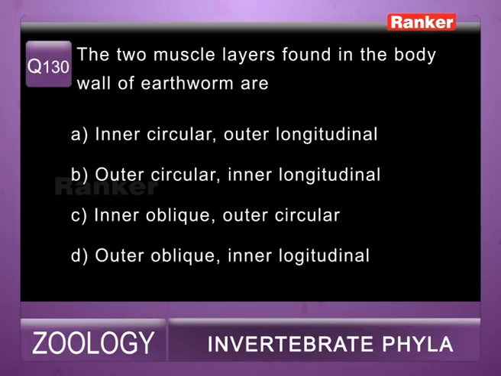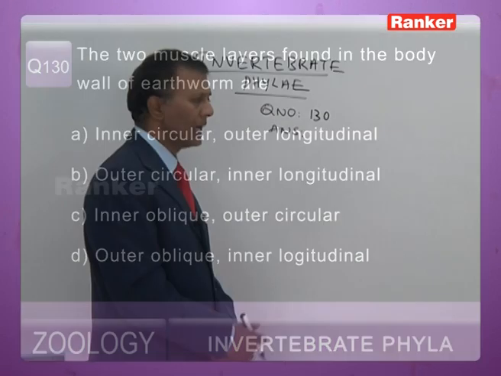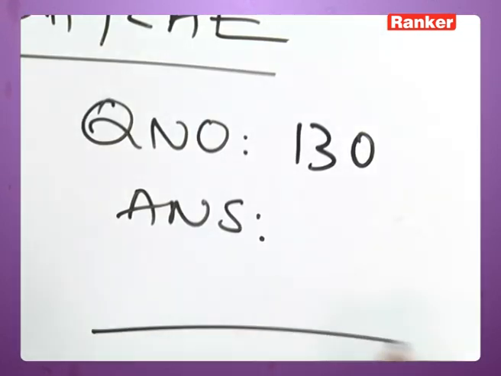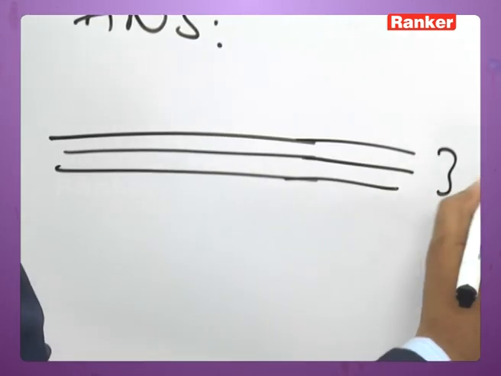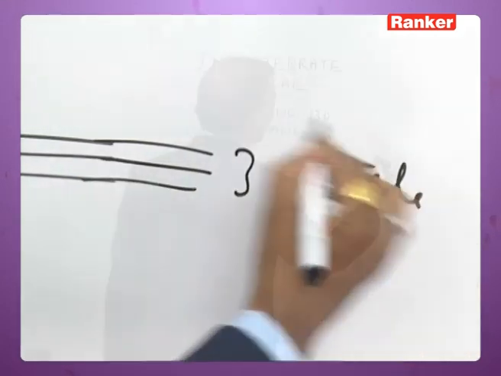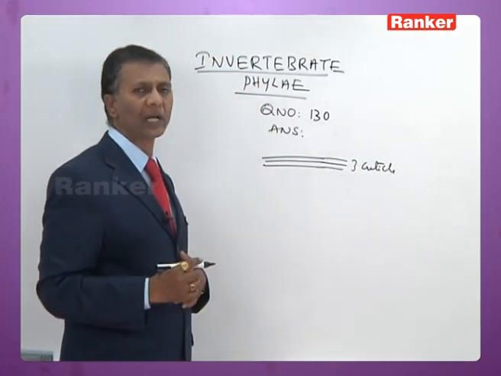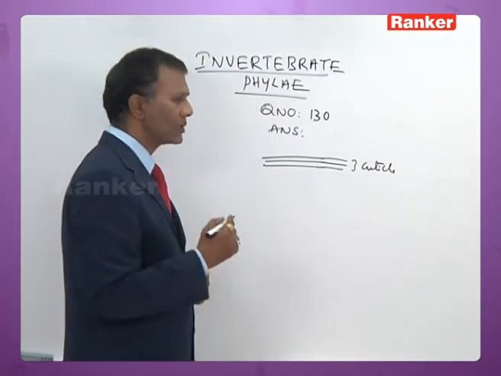130th question. The 2 muscle layers found in the body wall of earthworm are: A, inner circular, outer longitudinal; B, outer circular, inner longitudinal; C, inner oblique, outer circular; D, outer oblique and inner longitudinal. Now when you observe the body wall of earthworm here, there is a cuticle like this. This is the cuticular layer, which is thin, non-cellular, deposited with chitin, collagen and so on.